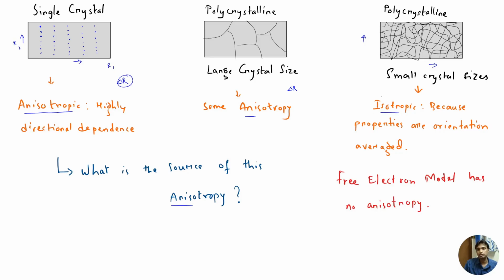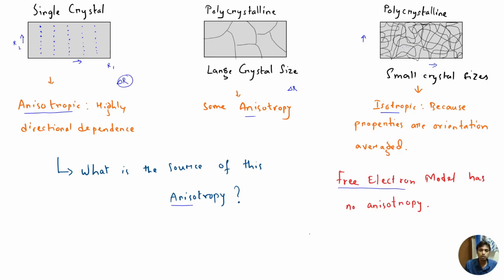In isotropy, all the individual crystals may have the directional dependence, but as soon as you go to the next consecutive crystals, they will have some other orientation. So over a large length scale, these properties get averaged out. So in a single crystal or a solid, we expect there should be some anisotropy, whereas the free electron model was showing no anisotropy at all.